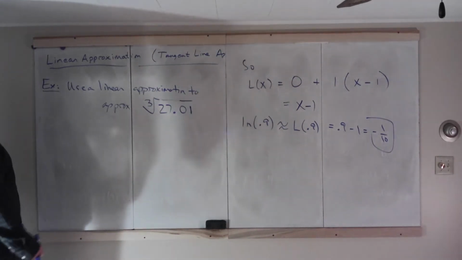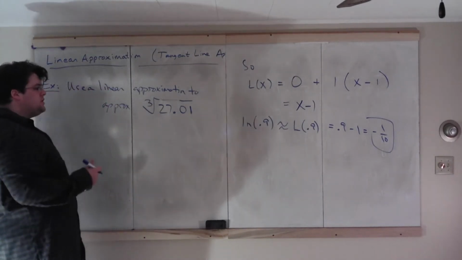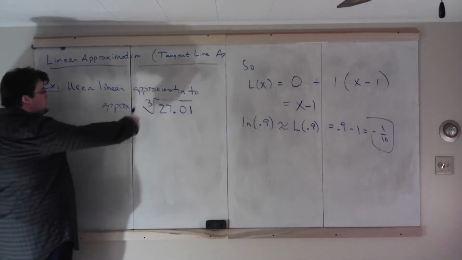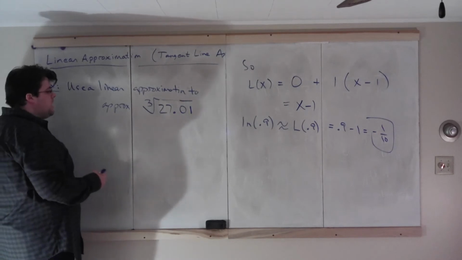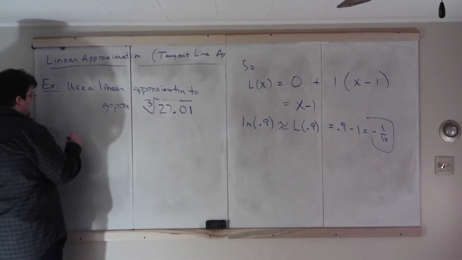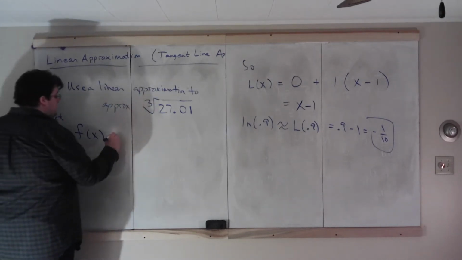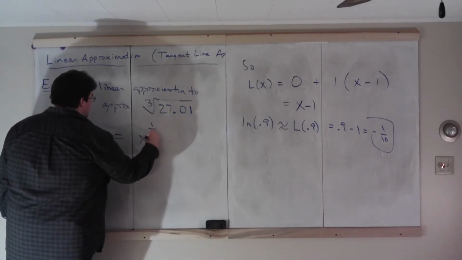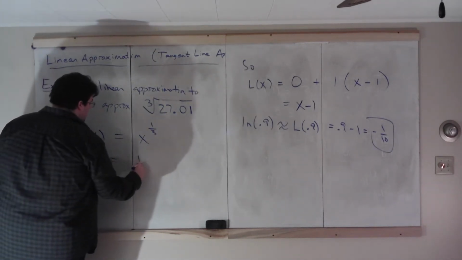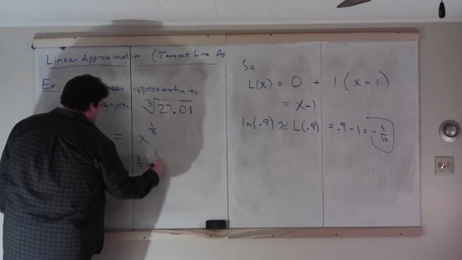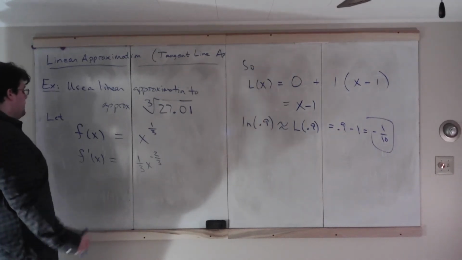Well, first of all, we know this is going to be close to the cube root of 27, which is 3. So the value we know is going to be the cube root of 27. We're going to let a equal 27 in our notation. So here we're going to take f of x to be the cube root function, x to the 1/3. So what's f prime of x? A third, x to the negative 2/3. And you could write that as 1/3 times the cube root of x squared if you want.